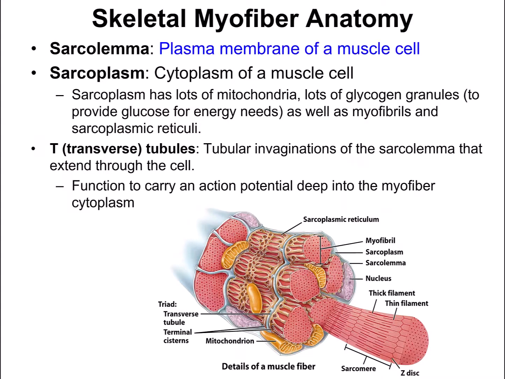Let's get into the details now of myofiber anatomy. As I said, we have the muscle cell membrane. Muscle cell membrane is called the sarcolemma. Within the muscle cell, you have lots of cytoplasm, which we refer to as sarcoplasm. Sarcoplasm has mitochondria within it. For energy, of course, you're going to use lots of ATP, so you need to have lots of mitochondria to provide that ATP for muscle contraction. There are going to be lots of glycogen granules in here, which is a storage form of glucose, and we use that glucose as an energy source.